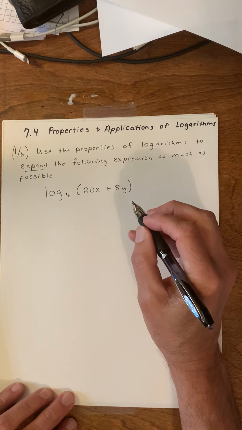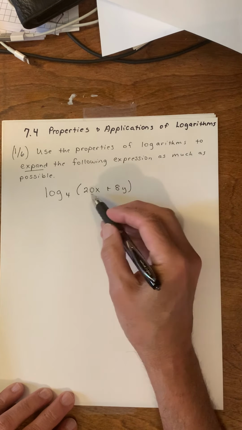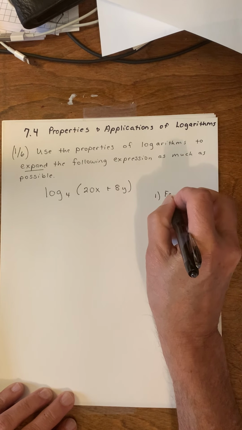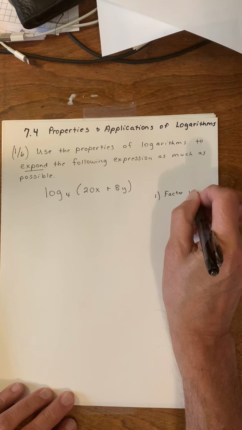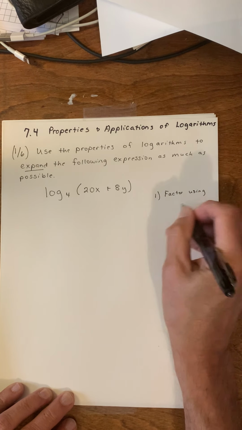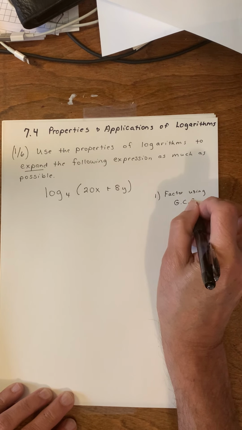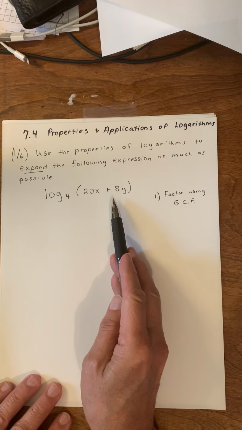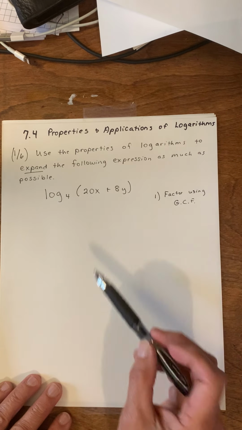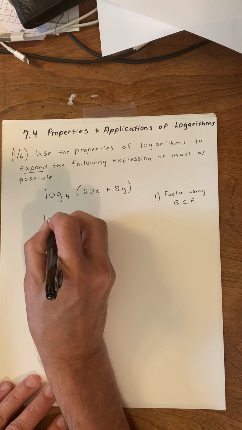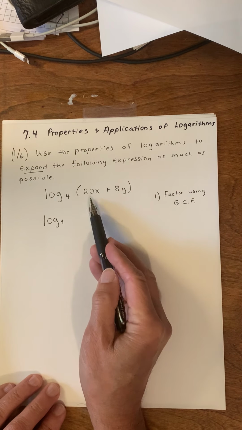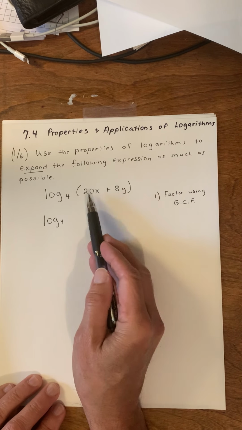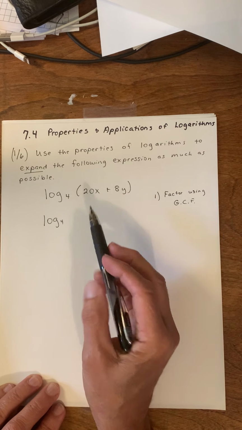I'm going to create a product. I'm going to factor this. So my first step here is to factor using what we always look for first, the greatest common factor. So this right now can be expressed as something times something if I can factor it. So here we go. Log base 4. Greatest common factor of 20 and 8. Well, 2 will go into both of them. Hey, yeah, but 4 will go into both of them. So I'm going to take out a 4.